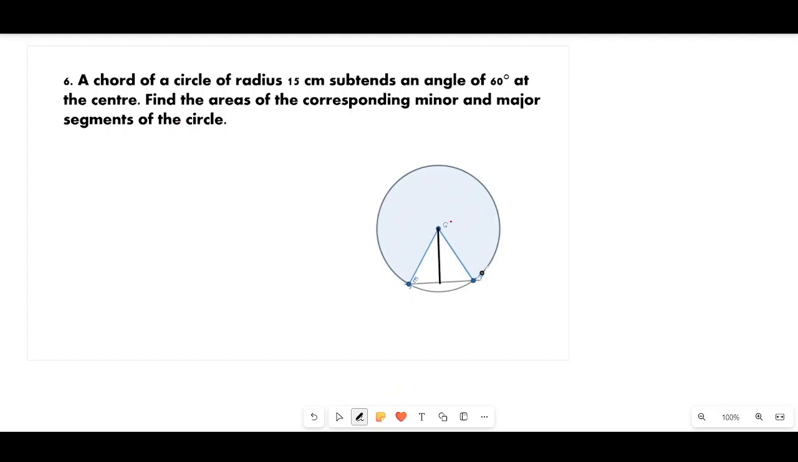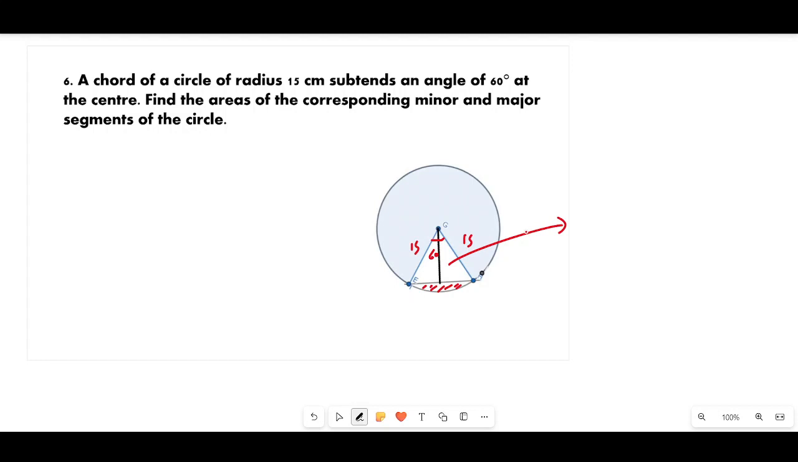at the center. Clear? If this is 60 degree, so this will be equilateral triangle, because 60 degree this is same, so this will be same, and after finding this will be 60 60, and here it will be half of the. Clear? Now first, find the area of corresponding minor and major segment of the circle. So major segment of the circle and minor segment. Here this is a minor segment.